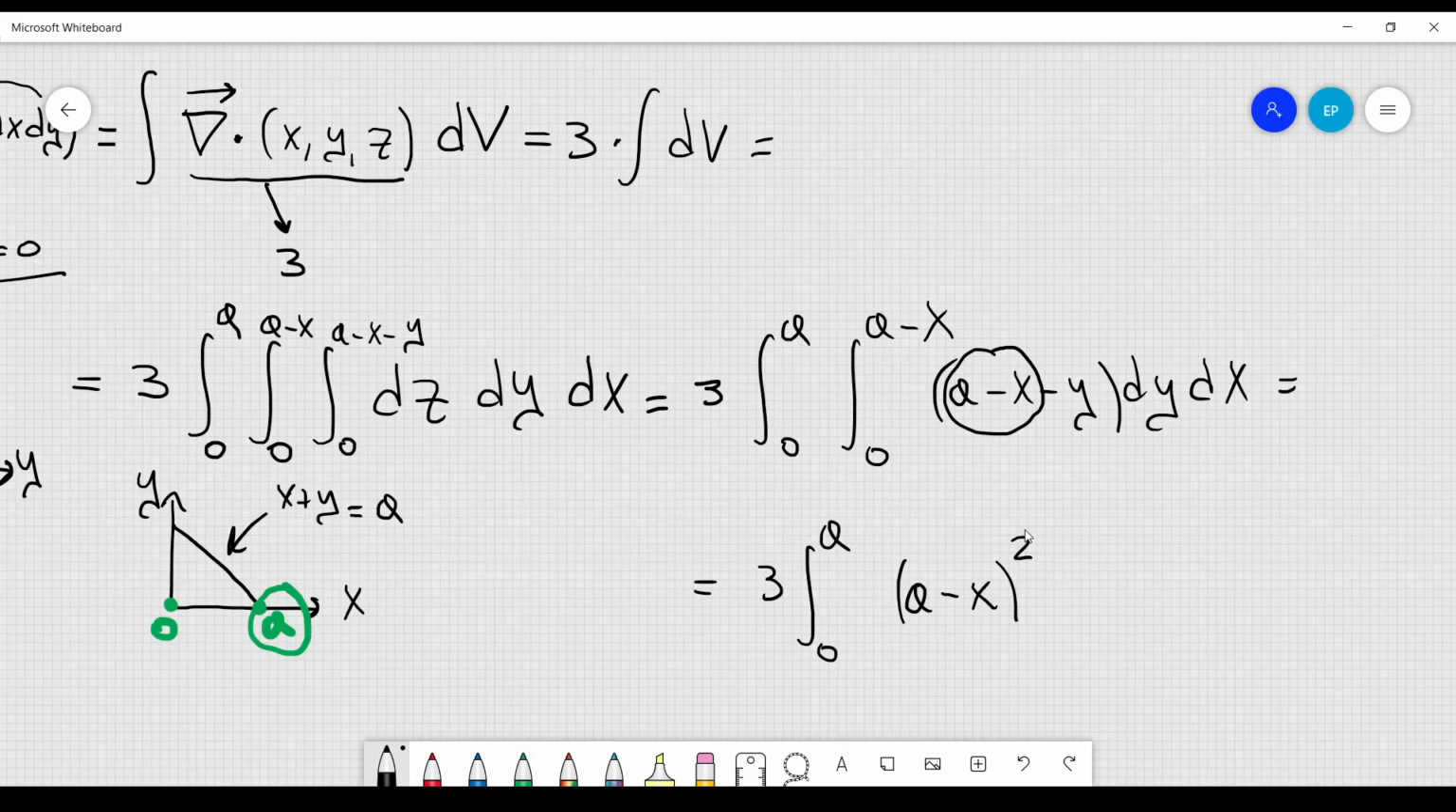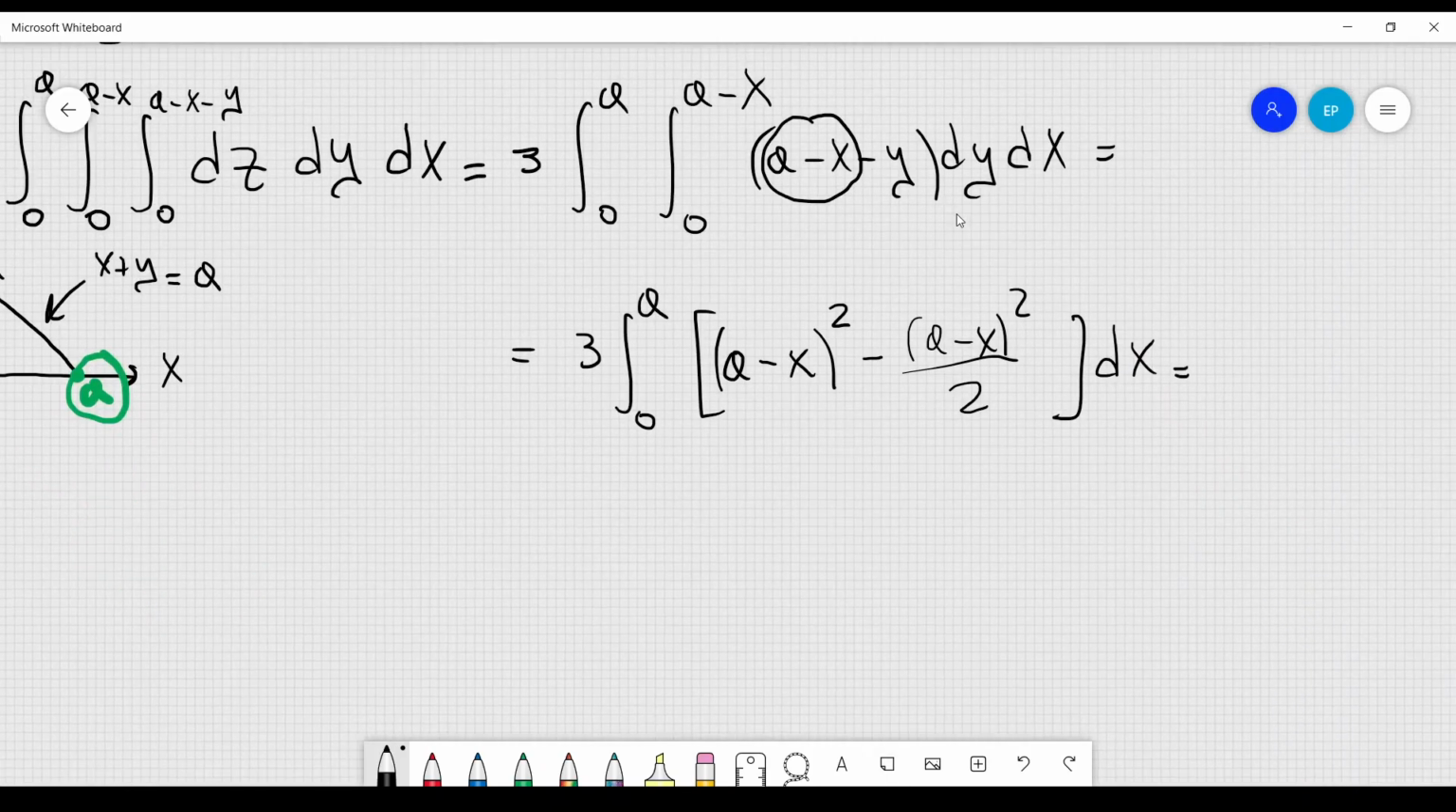Okay, so let me repeat it one more time. I treat this one as a constant because I have to integrate over y, and then this will multiply this endpoint here, a minus x. So I have a minus x squared. When I integrate minus y, I will get minus y squared over 2, and when I evaluate it at the endpoints, I will get minus a minus x squared over 2, and then I have to integrate this over dx.